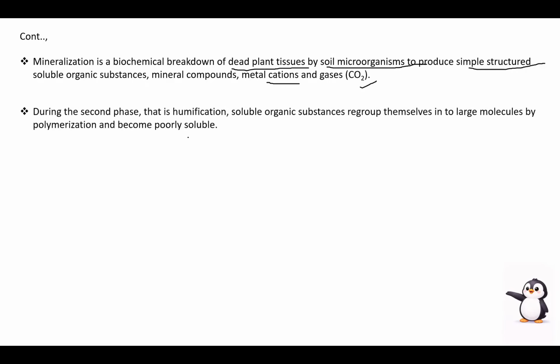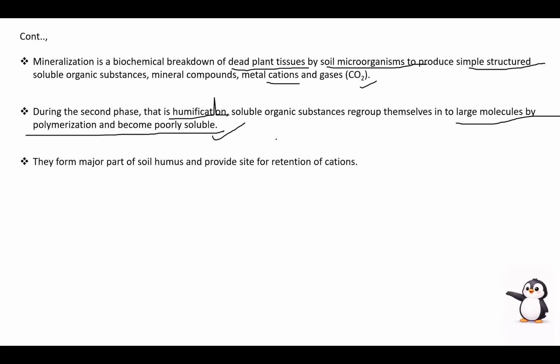Now let us see the second phase. The second phase is your humification. Humification concerns the soluble organic substances. After mineralization, the complex material is converted into simple soluble compounds, and those soluble compounds regroup themselves into larger molecules by polymerization and become poorly soluble. So whatever breakdown happened, those simple compounds are made into large molecules by polymerization and become very poorly soluble. This is your second phase, humification.